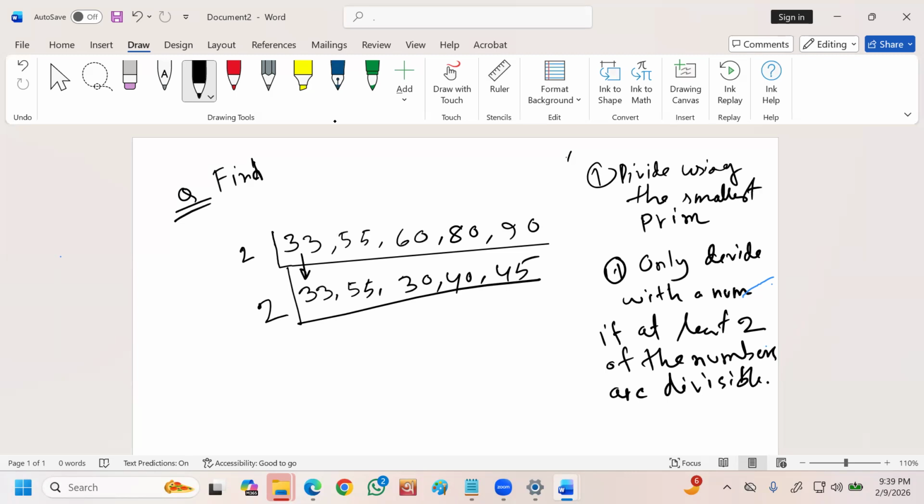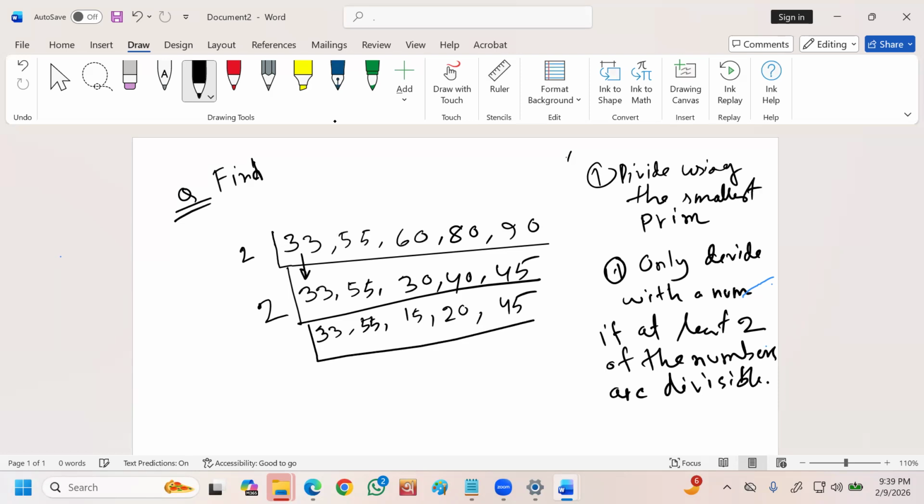But let's see if two numbers are divisible. Yes, 30 and 40 are divisible by 2. That means we can do the process again. 33, 55, 30 divided by 2 is 15, 40 divided by 2 is 20, and this is 45. Now we have only one even number, and we cannot divide by 2 anymore, because the rule is that we have to divide at least two numbers, right? So we cannot use 2 anymore.